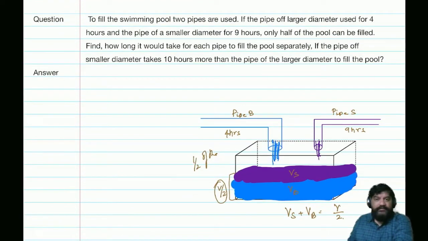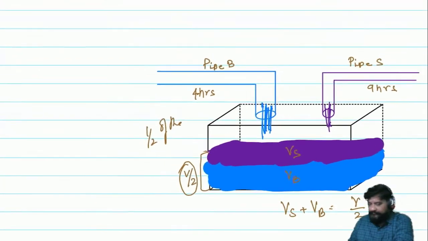I'm going to read the question back again. To fill a swimming pool, a pipe of larger diameter was used for 4 hours, and the pipe of smaller diameter was used for 9 hours. It's been used for 4 hours. It's been used for 9 hours, and only half of the swimming pool was filled, which is V by 2. Now, this is the quantity of water that's been filled, Vs and Vb.